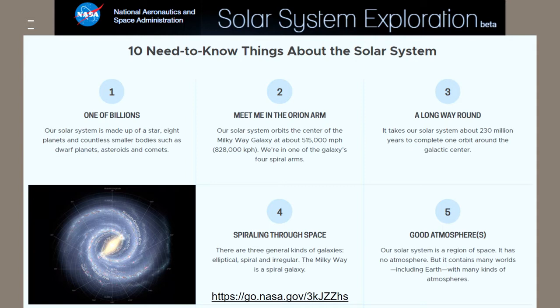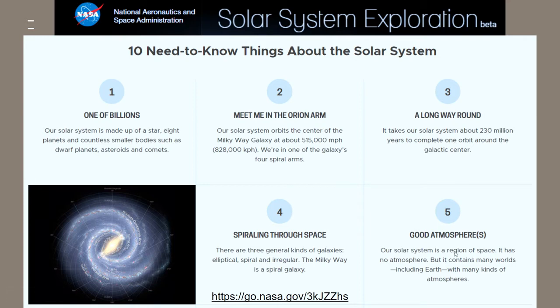Our solar system orbits the center of the Milky Way galaxy at about 828,000 kilometers per hour. Okay, so we are in one of the galaxy's 4 spiral arms, specifically in the Orion arm. It takes our solar system about 230 million years to orbit around the galactic center of the Milky Way galaxy. And there are 3 kinds of galaxies: elliptical, spiral, and irregular. As you can see, the Milky Way is an example of a spiral galaxy.